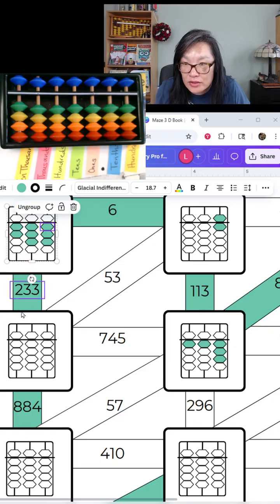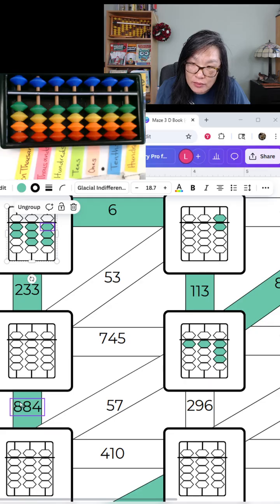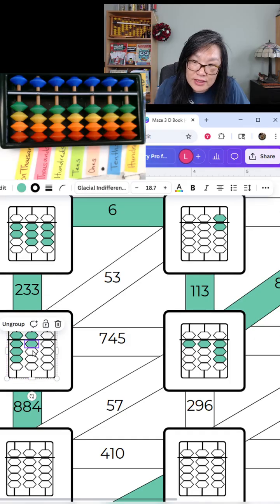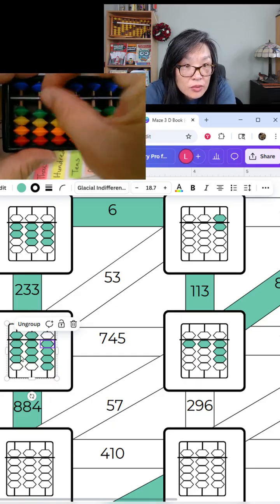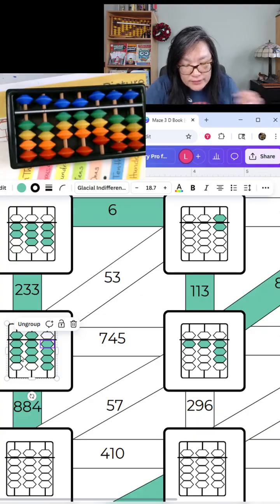So this number here is 233. So notice I try to line up the abacus as well. 233. So my number here is 884. So I'm going to do 5, right? 5, 6, 7, 8. And then I go here, 5, 6, 7, 8. And then I have 4. 1, 2, 3, 4. And it doesn't matter how the numbers are. It just matters how many beads are being added. So when I look at that, right, I have 800, 800, 800, 4. That's what it looks like.